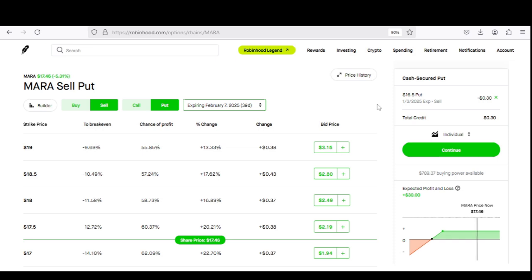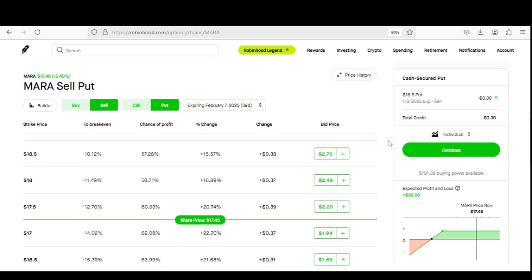This has been statistically proven years and years over. So that is the best date. Doesn't matter what anyone tells you, this can be proven. 45 days to expiration is perfect. So we are going with February 7th because this is the closest one to 45 days to expiration.